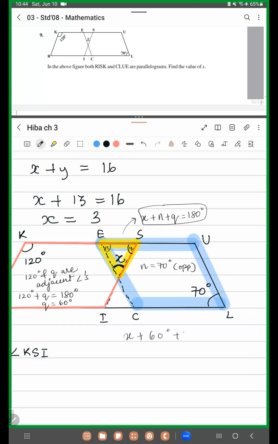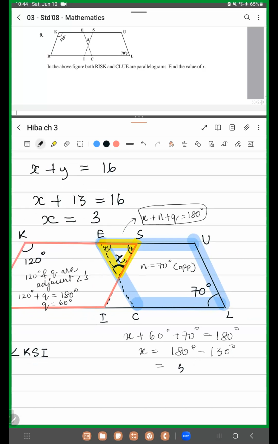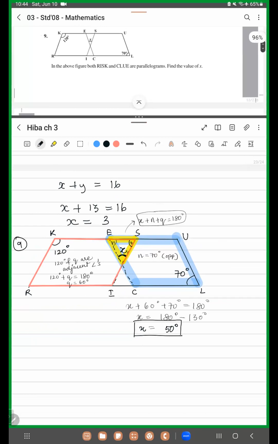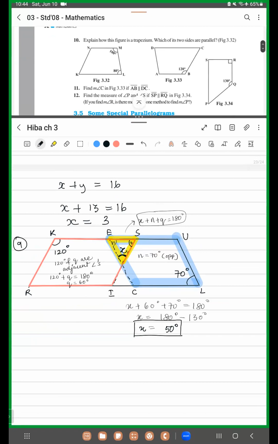Very good. So X is 180 minus 130, which is 50 degrees. So X is 50 degrees. Understood? Kindly note it down. I finished it. Very good.